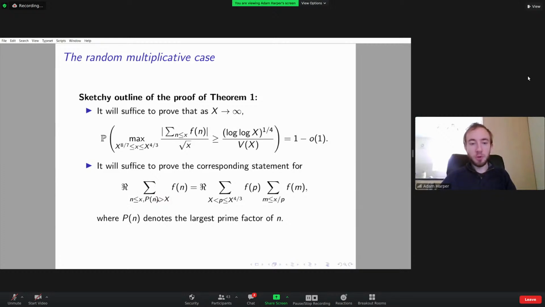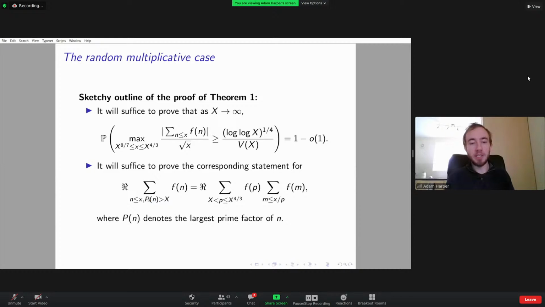So why does it suffice to do this? Well, certainly if you can show the existence of a large real part, then you have the existence of a large absolute value. Why does it suffice to work with just this subsum over the numbers with a big prime factor? Well, the idea is that for any given little x, it'll be quite rare to have a large value of this sum. It will also be quite rare for the corresponding bit of the sum over the numbers with all their prime factors less than capital X to be large. So the probability of both of these things being large together and sort of cancelling out will be very small.